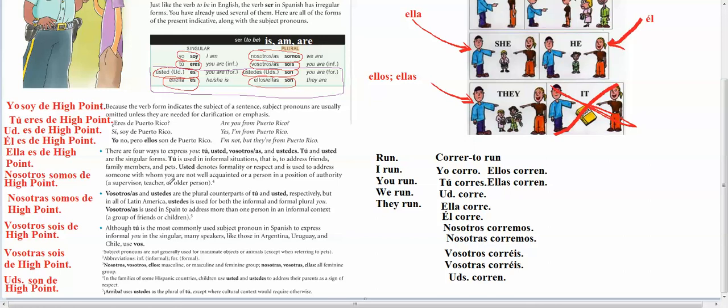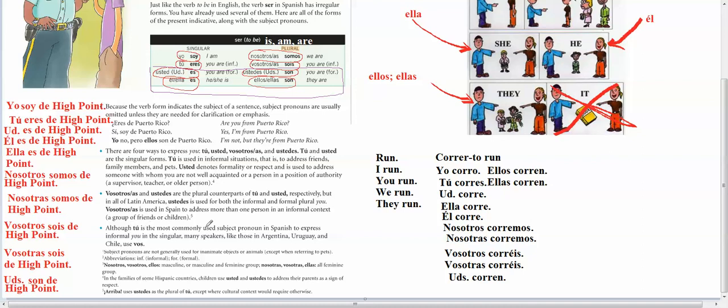Vosotros and ustedes, these are the plural forms. But in Latin America, ustedes is used for both the informal and formal plural you. Vosotros is used in Spain to address more than one person in an informal context, a group of friends or children. And I've actually been told that vosotros is used all the time, no matter what, in Spain. So if you're in Spain and you want to say you all are from Madrid, you would use vosotros. And if you're in Mexico and you want to say you are all from Mexico City, you would use ustedes. Ustedes son de la Ciudad de México.